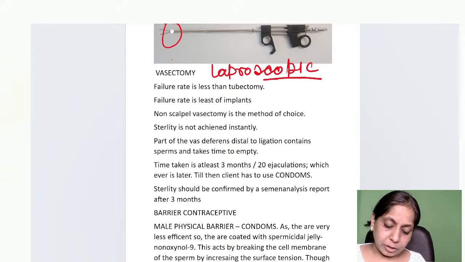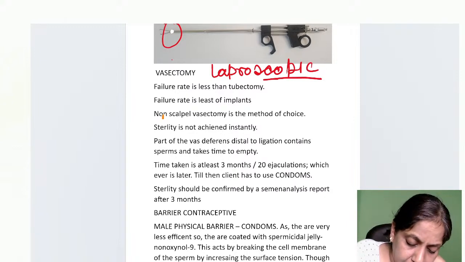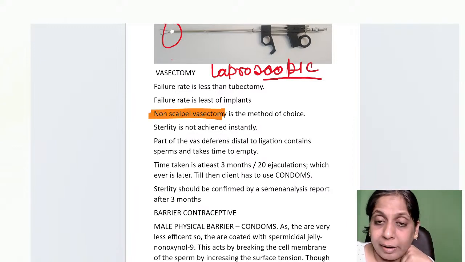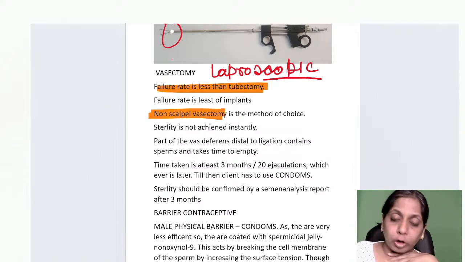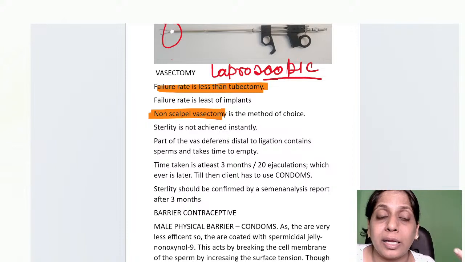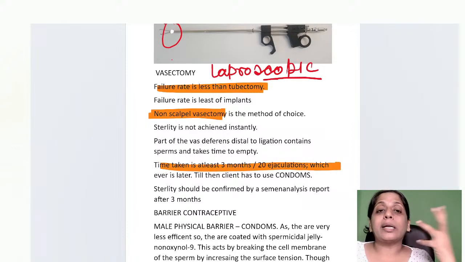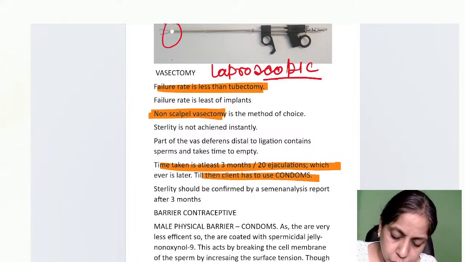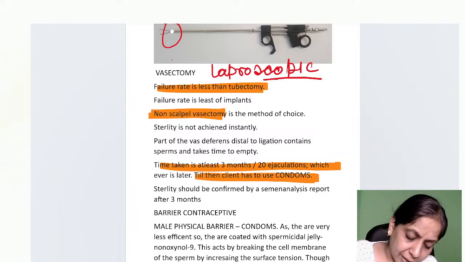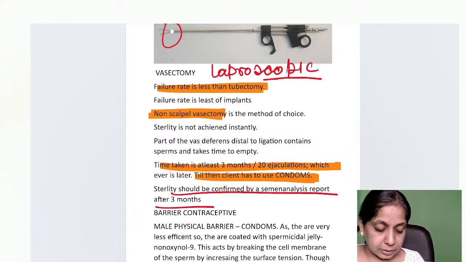Okay, vasectomy, as I told you, for the vasectomy you have to learn that the technique which we are following is non-scalpel vasectomy. As compared to the tubectomy, its failure rate is very less, and for the vasectomy, immediate sterilization or immediate azoospermia is not achieved. It takes 3 months or 20 ejaculations. For that period the patient has to use condoms, and sterility should be confirmed by semen analysis report after 3 months.